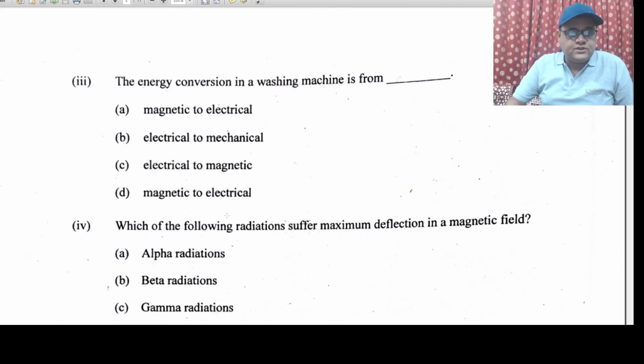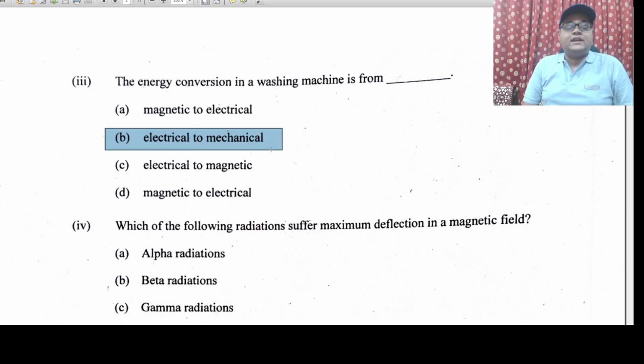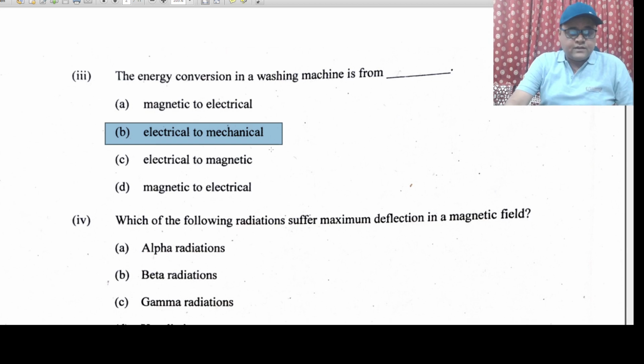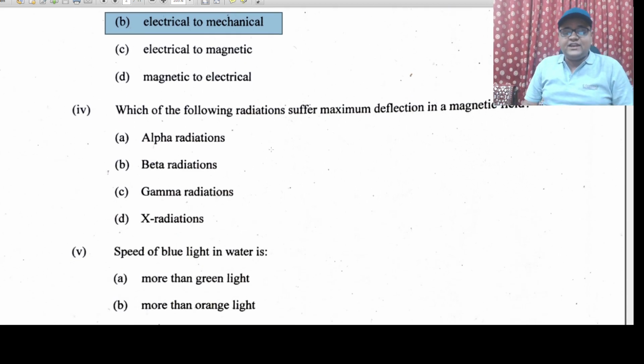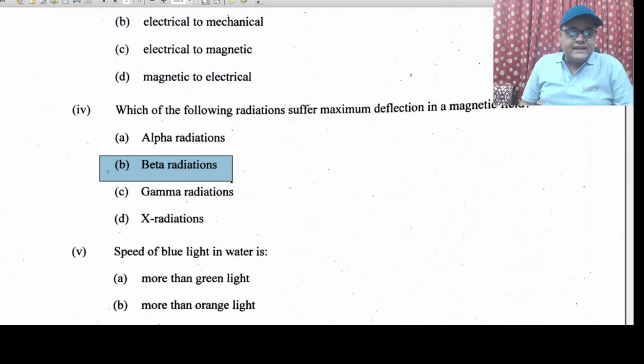Now let's move on to the third question. The energy conversion in a washing machine is from... see, the washing machine works on electric current and the clothes are washed by moving them, right? So what actually happens, your electrical energy gets converted into mechanical energy. So the correct answer for part 3 is B. The fourth part: which of the following radiations suffer maximum deflection in a magnetic field? Be it electric field or magnetic field, the deflection of beta particles or beta radiations is always the maximum.